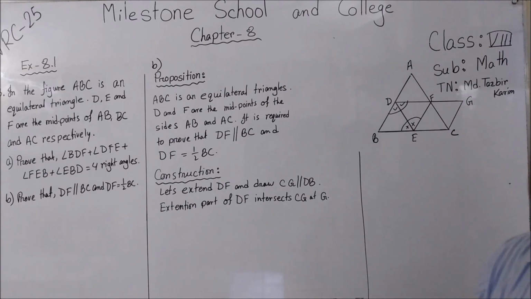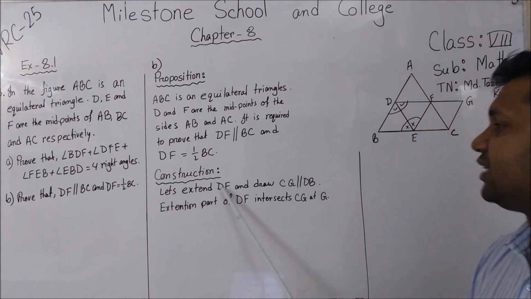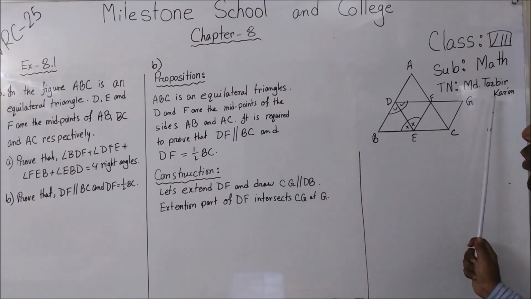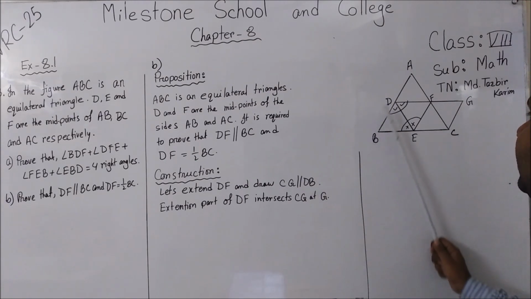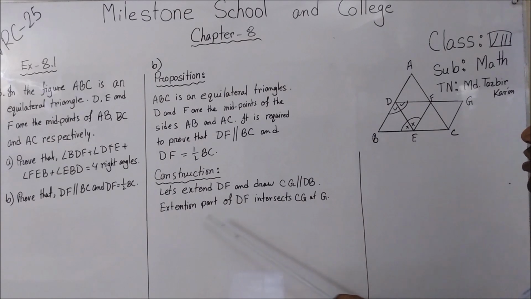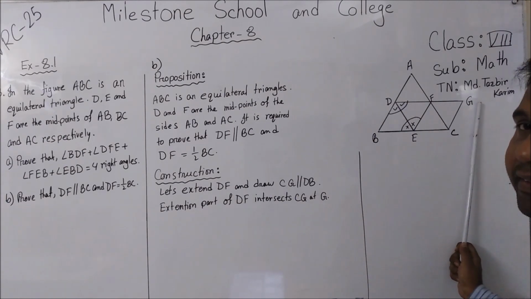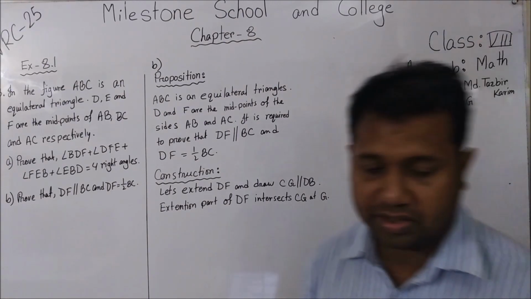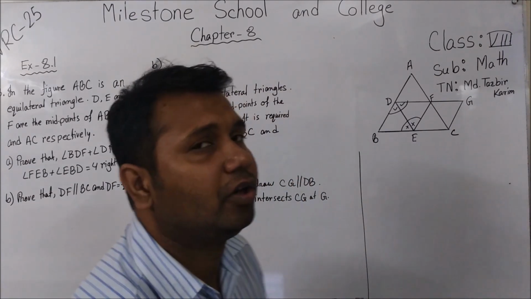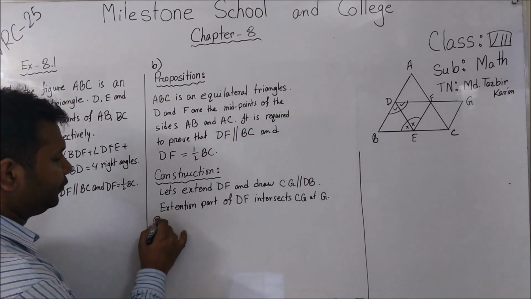So for proving, I need to construct, I need some extension. Let's extend DF, this DF up to G and draw CG parallel to BD. So DB parallel to CG, I just draw. Then the extension part of DF intersects CG at G. So this is what we take to help prove this theorem. Now this is the proof.